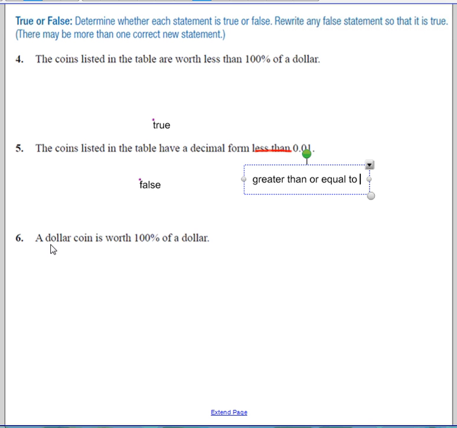And then a dollar coin is worth 100% of $1, yes, because even if it's a coin versus paper, $1 is still worth $1, and 100%, as we mentioned, is the entire thing.